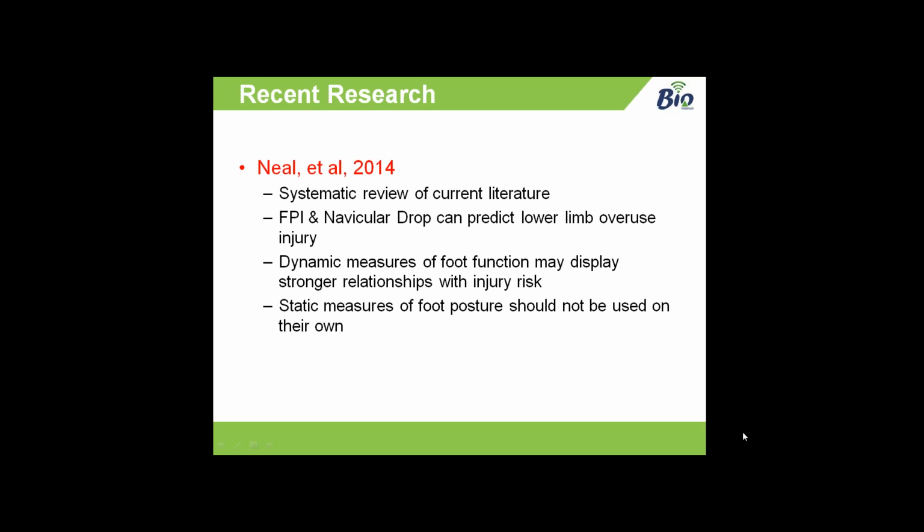I guess that puts it all into more sense and makes it a bit more functional because they're relating it to injury rather than just saying what a test outcome is. But what they went on to say was that dynamic measurements of foot function may display stronger relationships with injury risk. And they then go on to advise that static measurements are all well and good, but they should be used as part of a multifactorial injury risk assessment and not just considered on their own. So you wouldn't, for argument's sake, just do a navicular drop on its own to see if someone's predictive of getting injury.